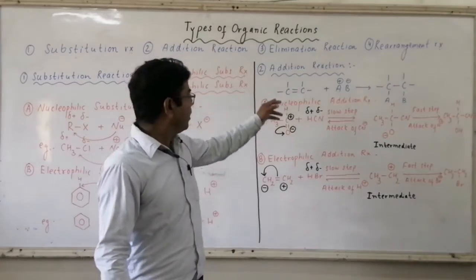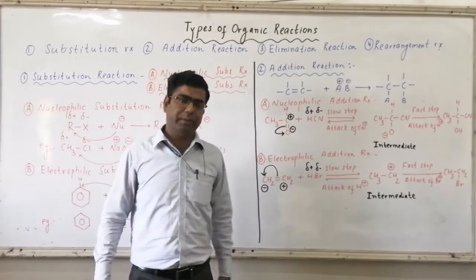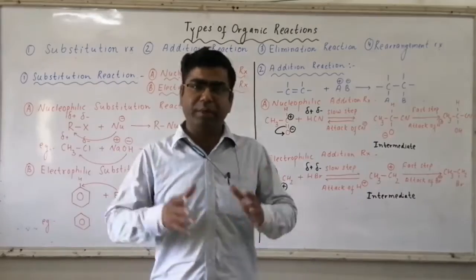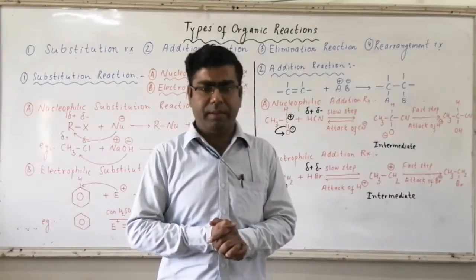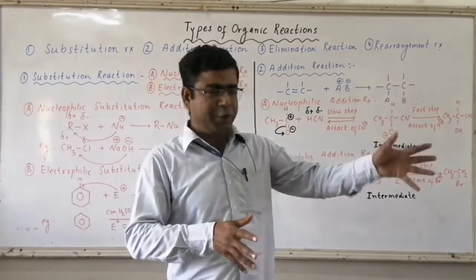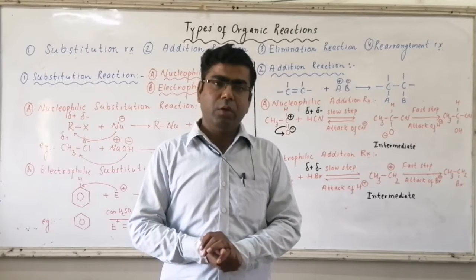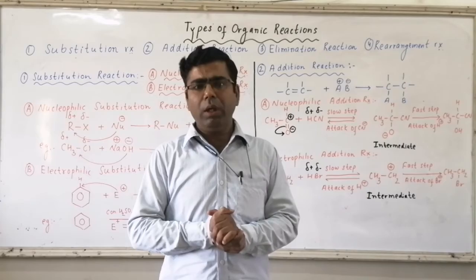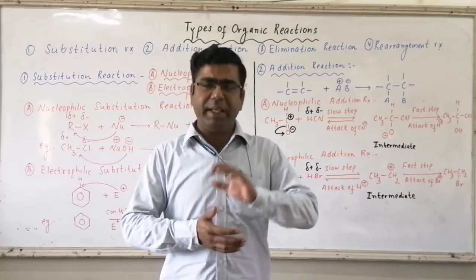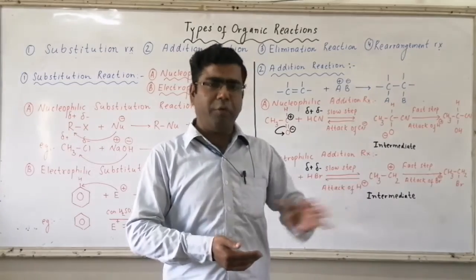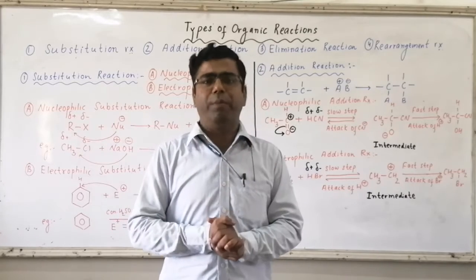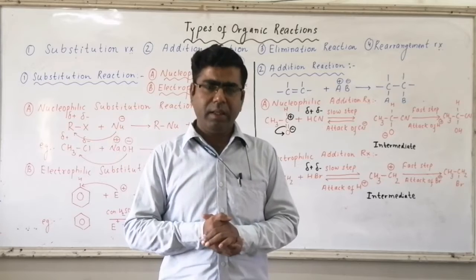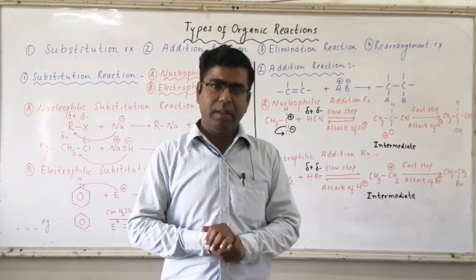Second case is your addition reaction. It is similar to the combination reaction that you were taught in class 10. A plus B gives you AB. So what happens in a combination reaction? The reactant molecule reacts with the reagent, as a result of which a single product is formed. A plus B gives you AB, a single product.